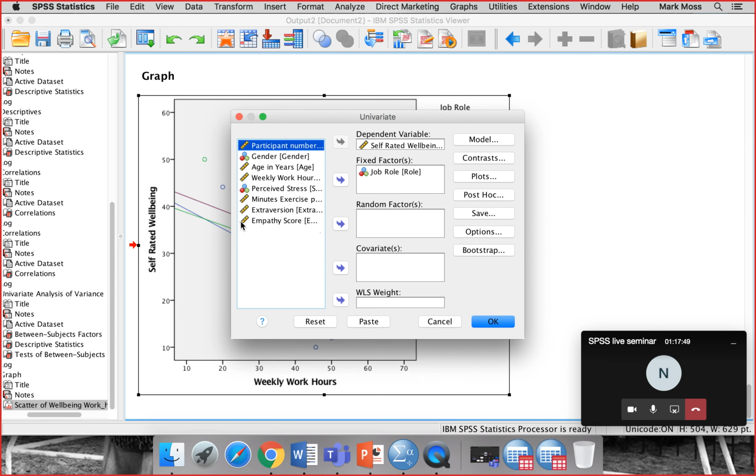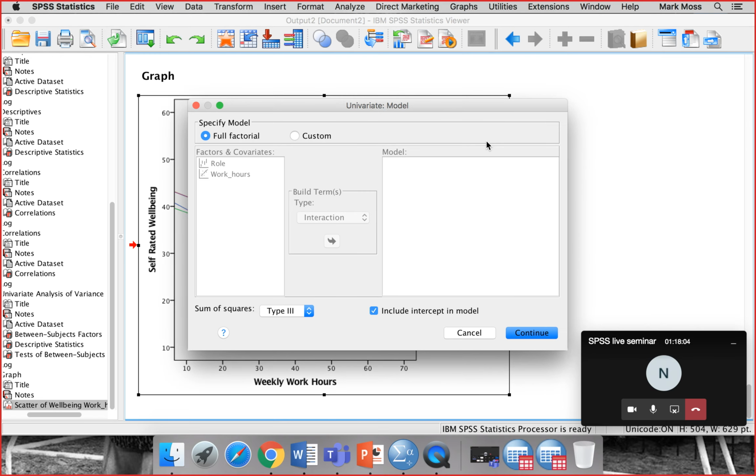We now take our covariate, weekly work hours, and we put it in the covariate box. Seems a very sensible place to put a covariate. But the next thing that we do is something quite unusual. We click on Model at the top right. The default is full factorial, but we have to build a custom model.